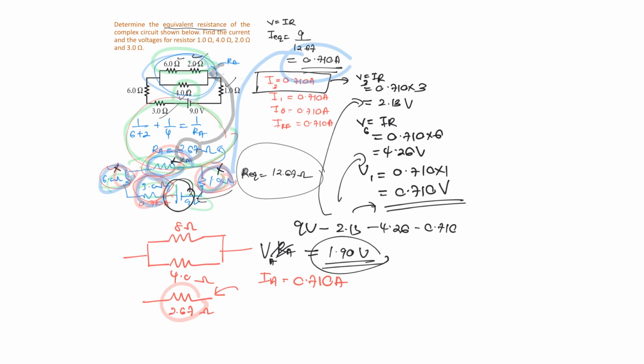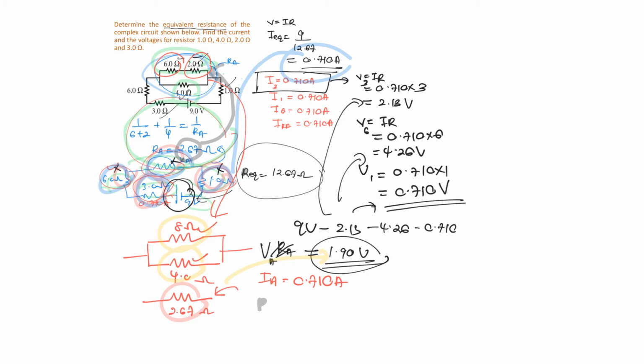And how about the voltage for the 8 ohm and the 4 ohm? The 8 is basically the combination of 6 and 2. That's the reason why you get this kind of value. The voltage applied at 2.67 is going to be 1.90, because the 8 ohm and 4 ohm are connected in parallel. So what is the value of the voltage applied at the 8 ohm and the 4 ohm?